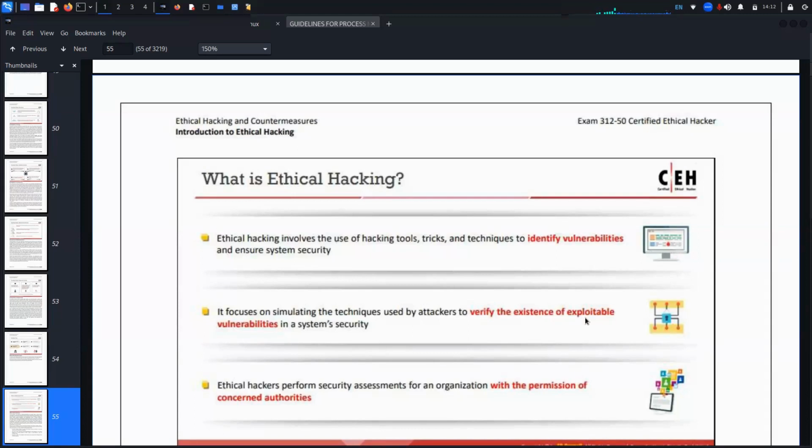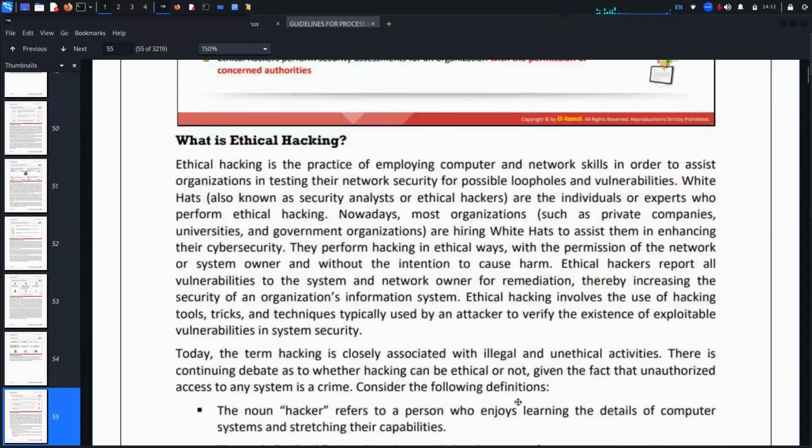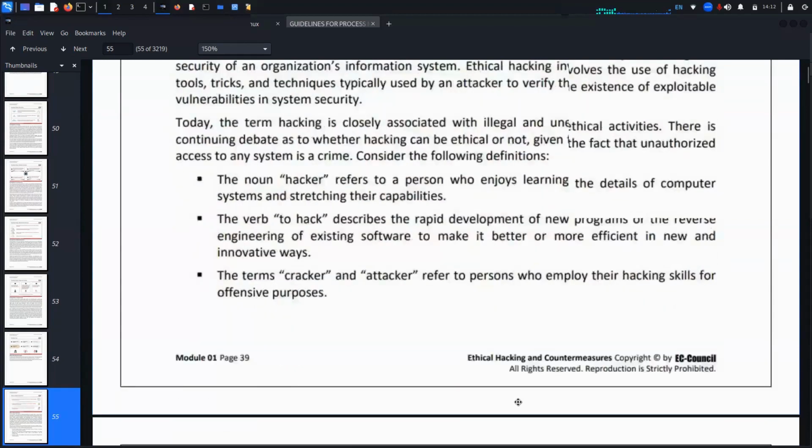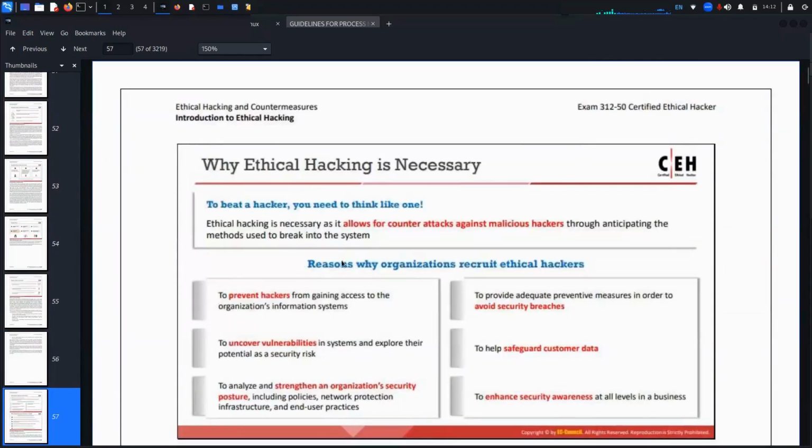Ethical hackers perform security assessments for an organization with the permission of the concerned authorities. Now, why is ethical hacking necessary? To beat a hacker, you need to think like one. This is something that we have heard in sitcoms, and it's actually a line from Google itself. So yes, ethical hacking is necessary as it allows for counterattacks against malicious hackers, right?